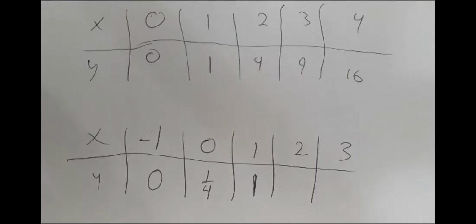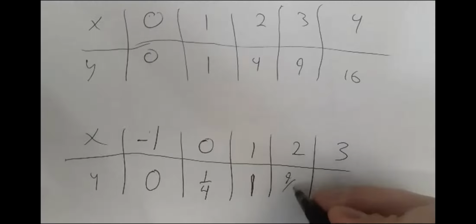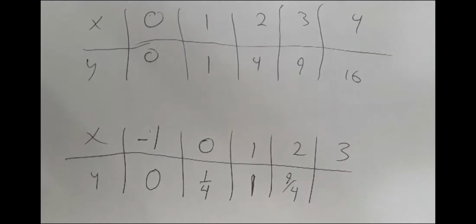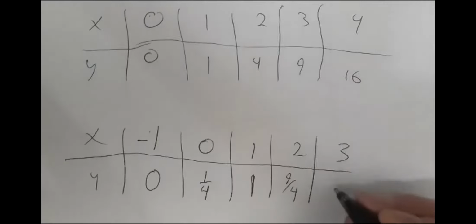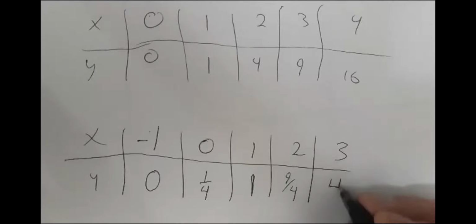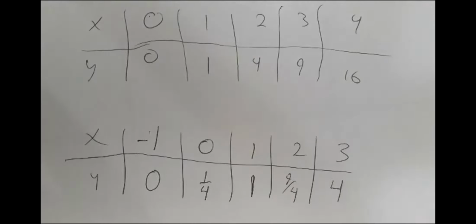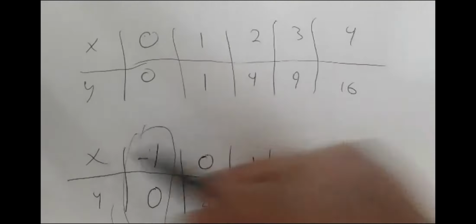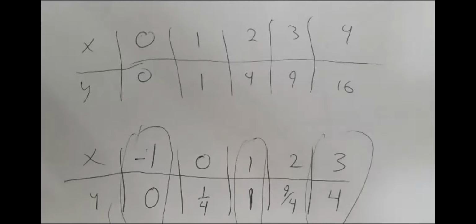9 times a quarter is 9 quarters. That's not a pretty thing to graph. But 16 times a quarter is 4. 16 divided by 4 is the same thing. Okay, so this looks like it's got a few points. It looks like it's got probably 3 points that are easy to graph that aren't fractions. So I'm probably going to go for those points.